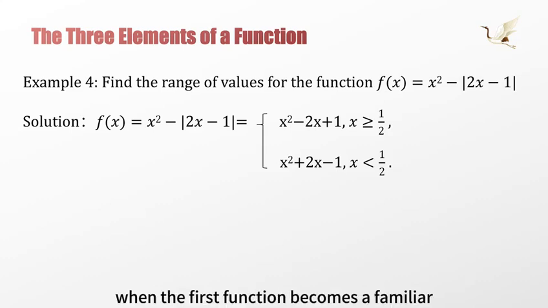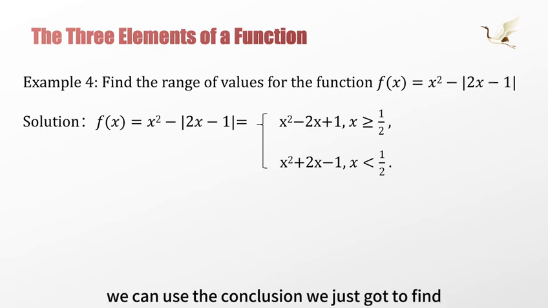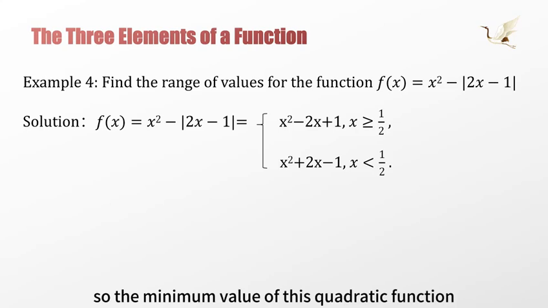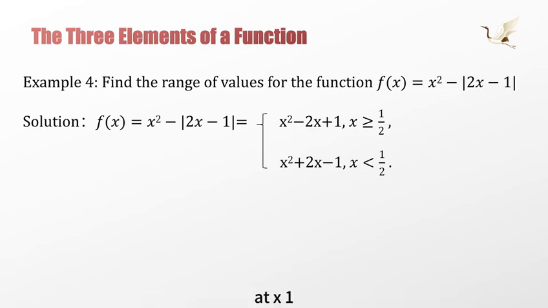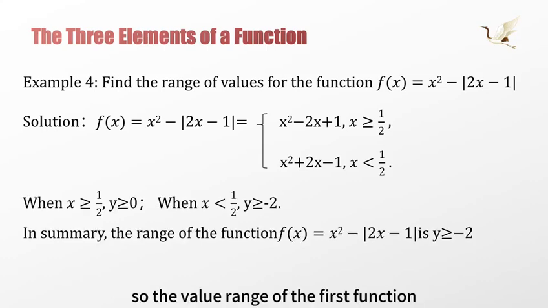When the first function becomes a familiar quadratic function, we can use the conclusion we just got to find the range of the quadratic function. The axis of symmetry is x equals 1, and x is greater than or equal to 1, so the minimum value of this quadratic function should be taken at x = 1. We substitute 1: 1 minus 2 plus 1 equals 0.